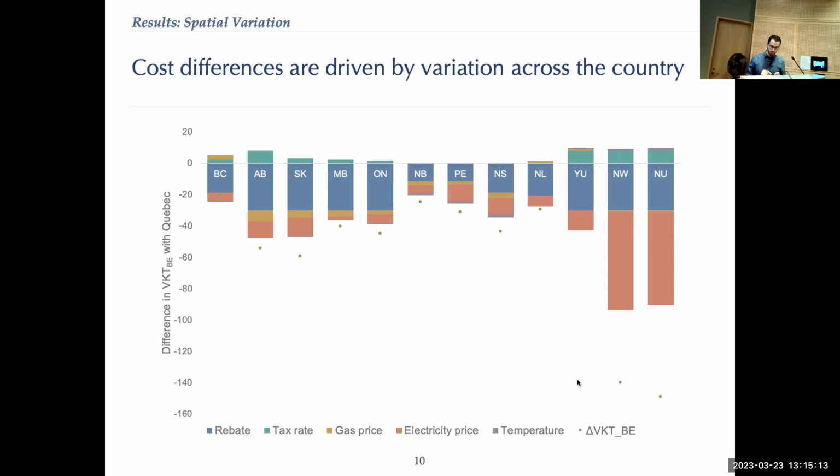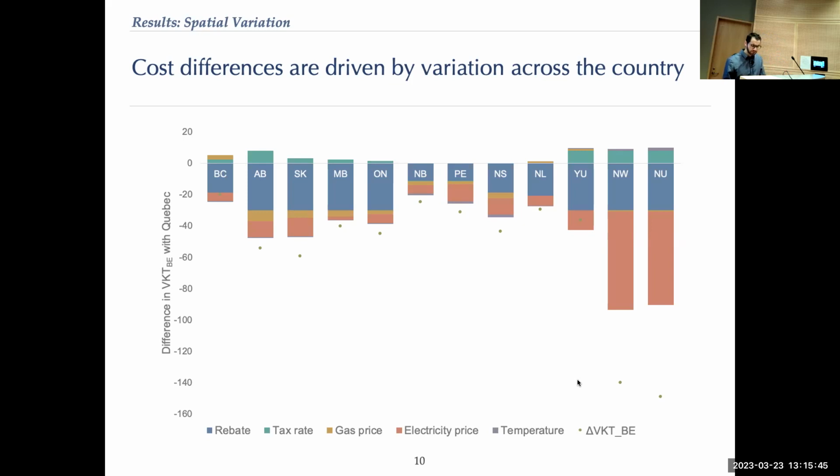The other thing I wanted to note, this is a funny thing that happens in the graph, is that the dots are actually the difference between the jurisdiction and Quebec in terms of its totality. And you may notice astutely that the dots don't necessarily add up to the pluses and minuses. And this is because the boxes are just representing the scenario individually, so either the electricity price or the gas price individually, whereas the dots are all of those effects happening together. So there's a bit of interaction happening within the model.